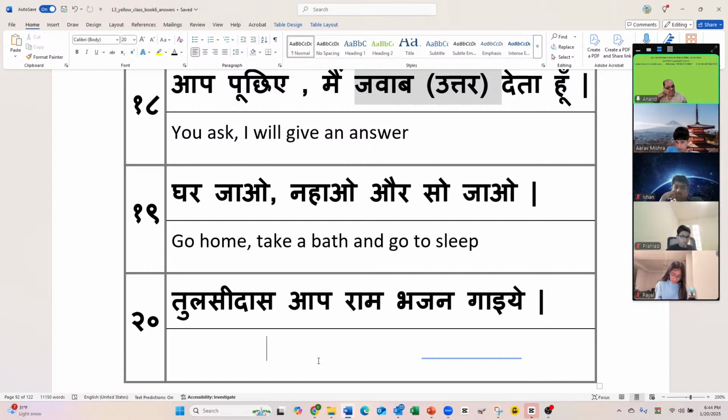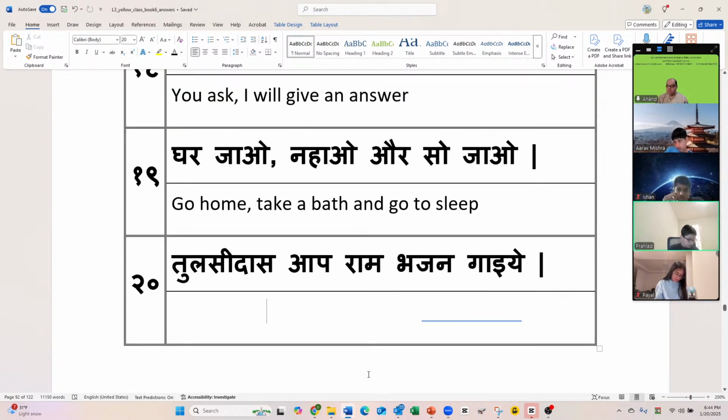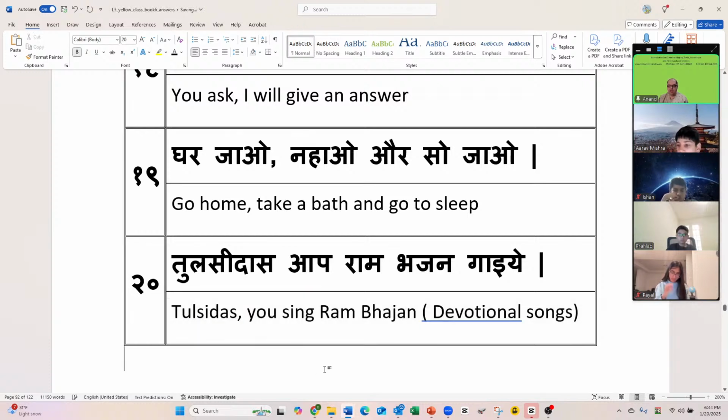Okay, Prahlad, read the last sentence. तुलसीदास आप राम भजन गाइए. Tulsidas, aap Ram Bhajan gaiye. Okay, what does that mean? Tulsidas, you sing Ram songs about Ram. Yeah, that's bhajan. Bhajans are devotional songs. Tulsidas, sing Ram bhajans.